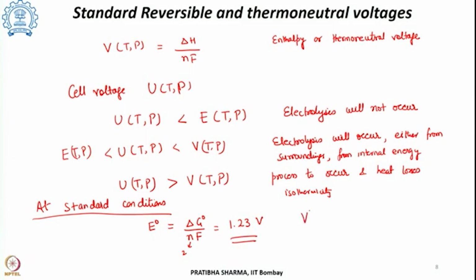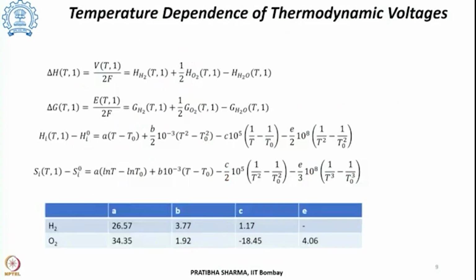The thermoneutral voltage V naught can be found by putting in the values for delta H naught and nF, and that is approximately 1.48 volt. So, these are under standard conditions of temperature of 298 Kelvin and 1 bar pressure. Now, if we want to see how these vary with temperature and pressure, and how the efficiency changes, understanding that we will be able to understand the performance of the electrochemical cell.